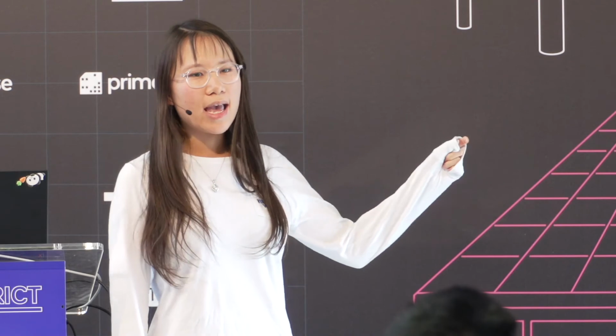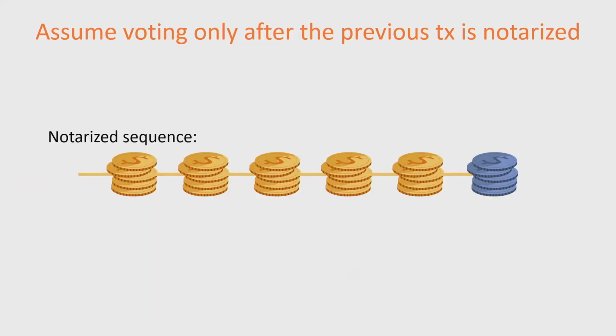OK, so assume that every honest node only votes for a transaction after they see the notarization for the previous transaction, which means now I will only vote for that blue transaction after I see the notarization for all of the golden transactions. This is a precondition.